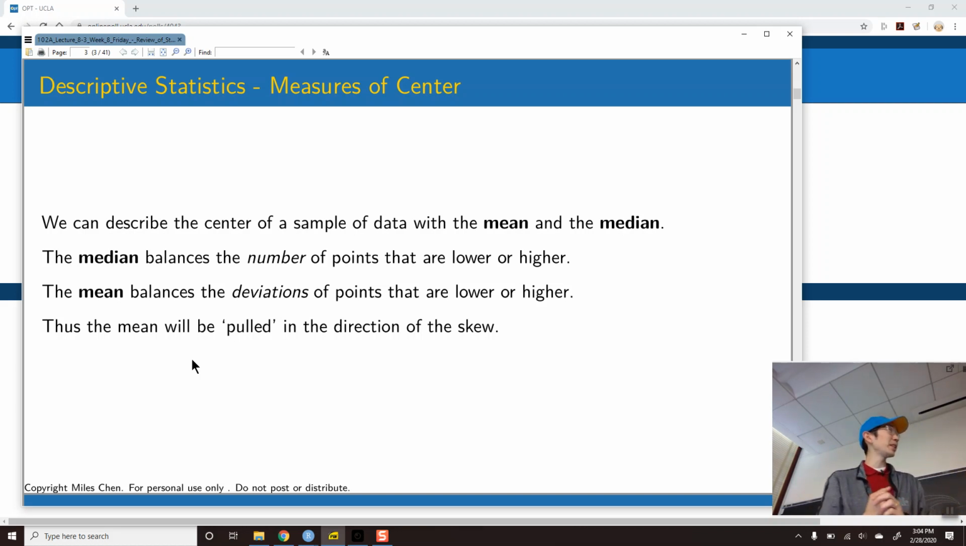I'm not sure if people ever explained the concepts behind the median. They're both measures of center, and what the median does is balance the number of points above or below the median. The mean balances the deviations of the points, higher or lower. Because the mean takes into account the distance from the mean, it gets pulled in the direction of the skew. So they probably covered that if your data is skewed right, your mean is generally greater than your median.